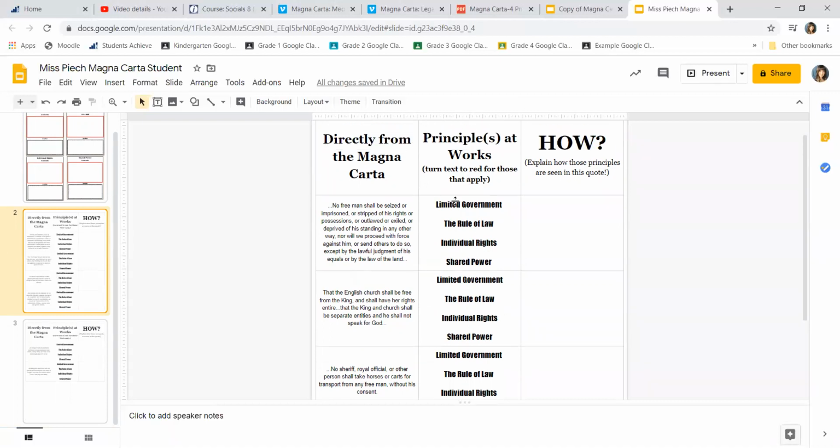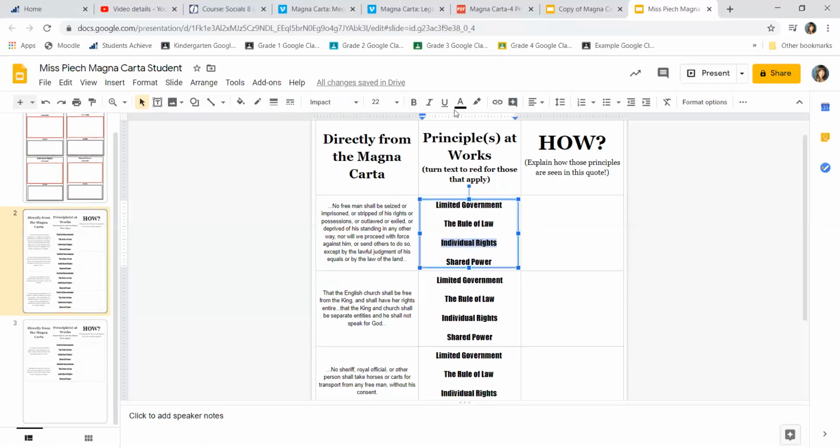So it's a lot of words, but it says here to turn text to red for those that apply. I'll give you a hint: there's always going to be more than one for each one of these. Sometimes it might just be 2, sometimes it might be 3. And for this one, I'm seeing that they're talking about the rights of a person. So I know for sure that individual rights is definitely what is being referred to in this quote.